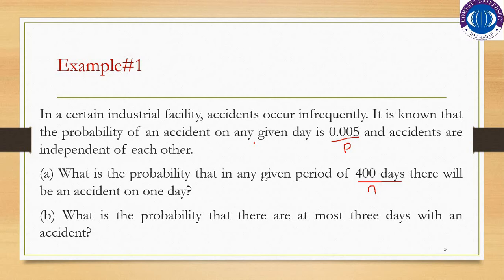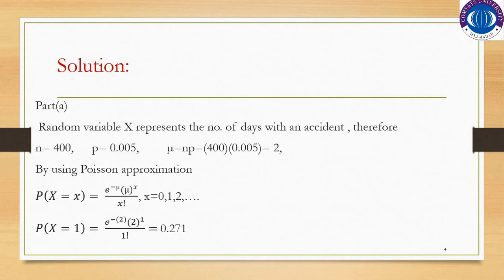So this statement is satisfying all four properties of the binomial distribution, but you can see that here n, the number of trials, is very large, which is 400, and p is very small, which is 0.005, quite close to 0. So we can approximate this binomial distribution to the Poisson distribution with parameter mu.